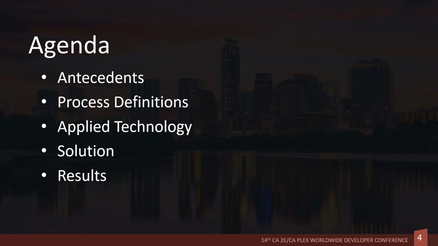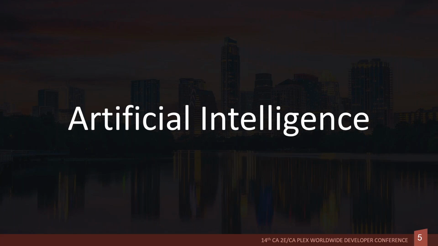The presentation of the integration was divided into 5 parts. First, the antecedents, the way in which the processes were carried out before the implementation of the solution. Number 2, process definition, information about the implemented process will be discussed. Number 3, applied technology, the tools used to implement the solution will be explained. Number 4, the solution, how to use the implementation will be discussed. And number 5, results. The result of the integration will be displayed. Artificial intelligence is the ability of a computer system to perform tasks that normally require human intelligence, such as learning, reasoning, and adapting.